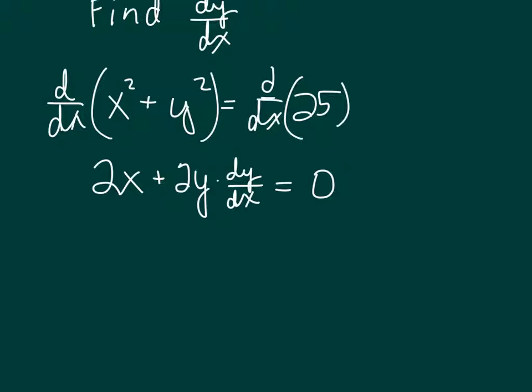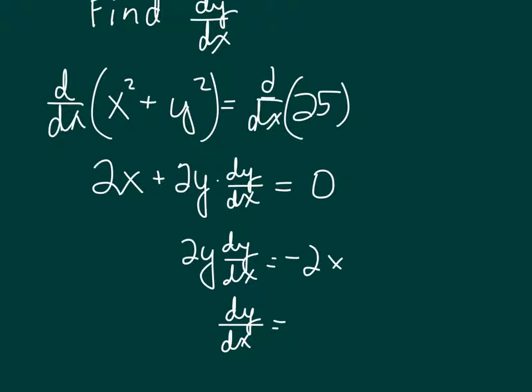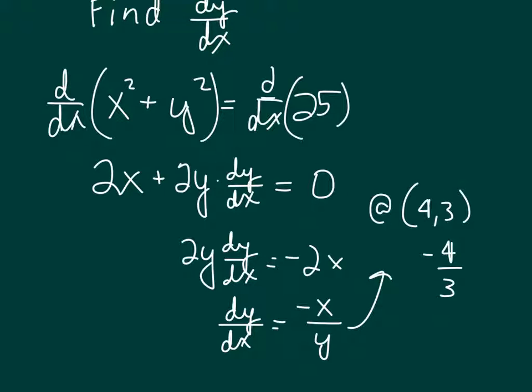So let's just play with this a little bit. I need to isolate dy/dx. So I'm going to move the 2x over, and I get 2y dy/dx equals negative 2x, and I'm going to divide both sides by 2y. So I end up with dy/dx is negative x over y, and now I know at the ordered pair (4, 3), my slope is going to be negative 4/3, which is exactly what we had gotten before.